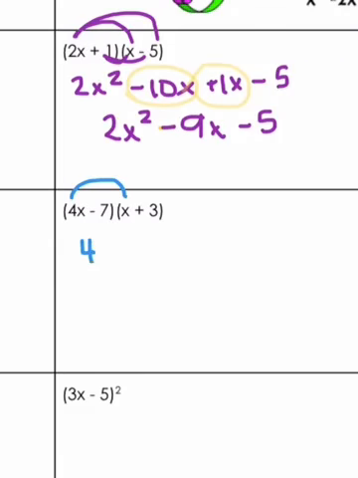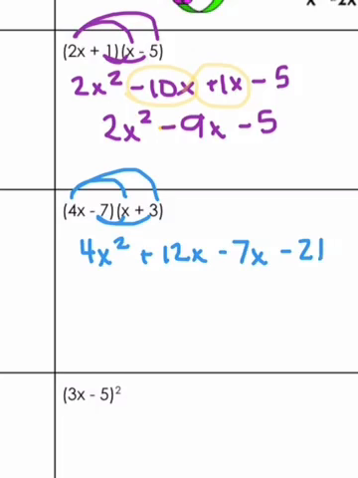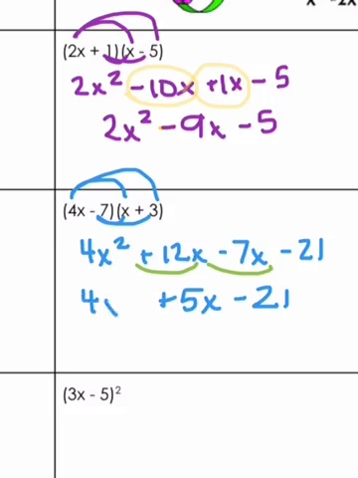4x times x is 4x squared. 4x times 3, 12x. Negative 7 times x is negative 7x. And negative 7 times 3 is negative 21. Combine your like terms, 12x minus 7x. We're going to write that in the center, so that gives us 5x, positive 5x. And bring everything else down.